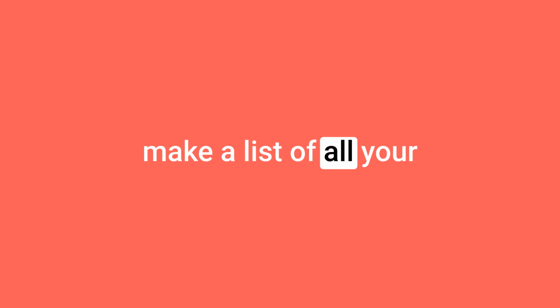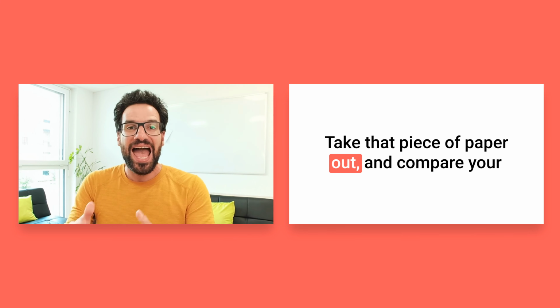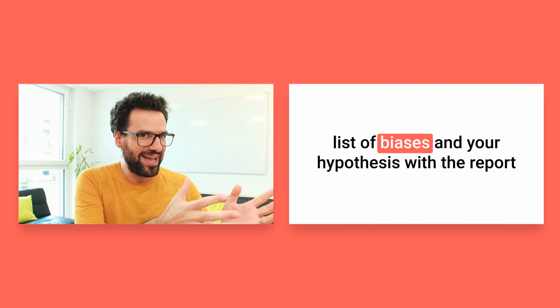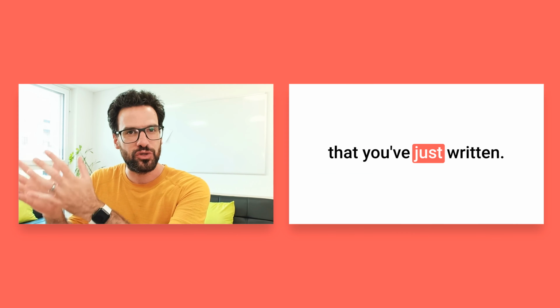At the start of a project, make a list of all your biases and hypotheses, and then put that into a drawer. Later, when you have done your first draft of your research report, go back to the drawer, take that piece of paper out, and compare your list of biases and your hypotheses with the report that you just written. Here it will be very interesting.